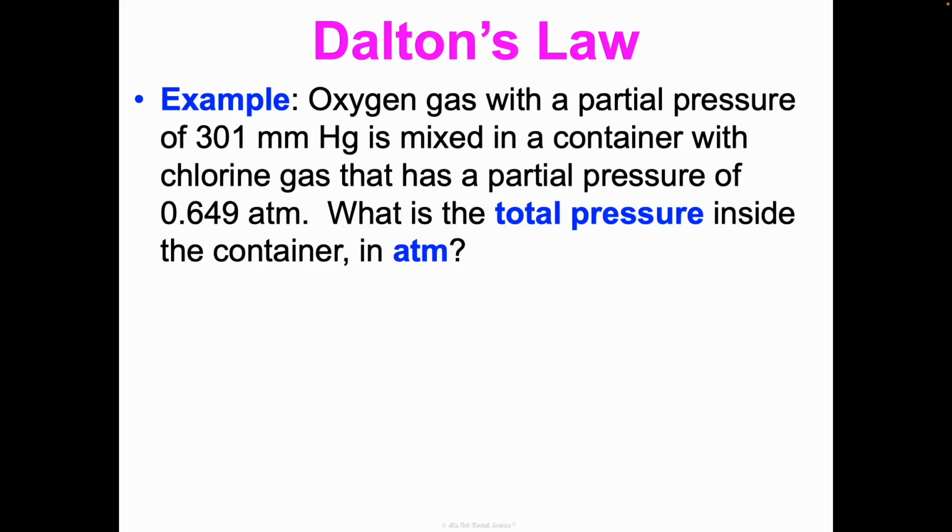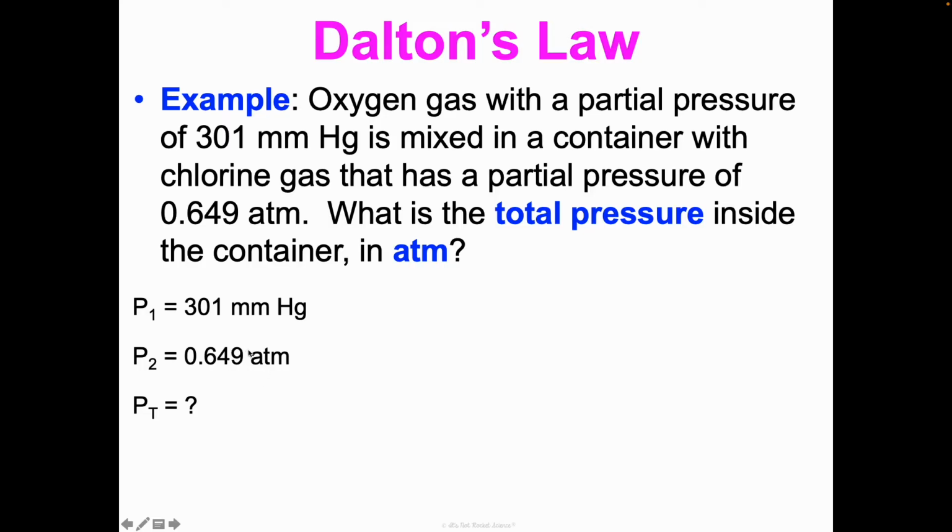Well, let's assess the situation, or let's analyze the situation. What do we know and what do we not know? We know that the pressure of one of the gases, oxygen, is 301 millimeters of mercury. We know another pressure of another gas, chlorine, is 0.649 atmospheres. What do we want to know? We want to know the total pressure, also in ATM, which means we can't add these with mixed units. It'd be like trying to figure out how much liquid you needed in a recipe, and you're trying to add up liters and ounces. You would need two different measurement tools. It doesn't make sense. You want them in the same unit so you can add them up easily.